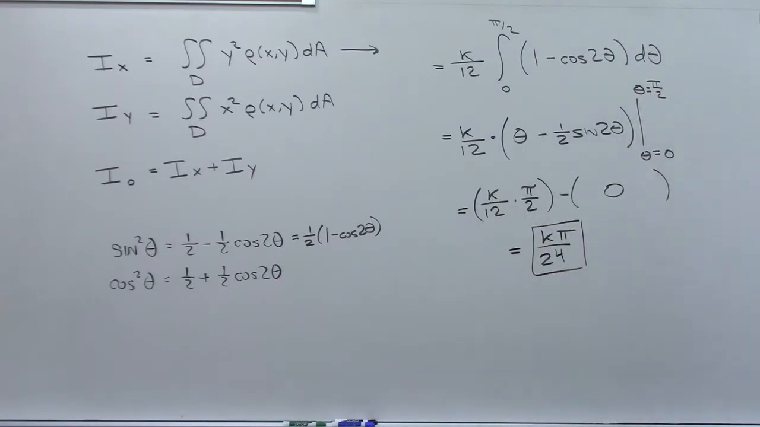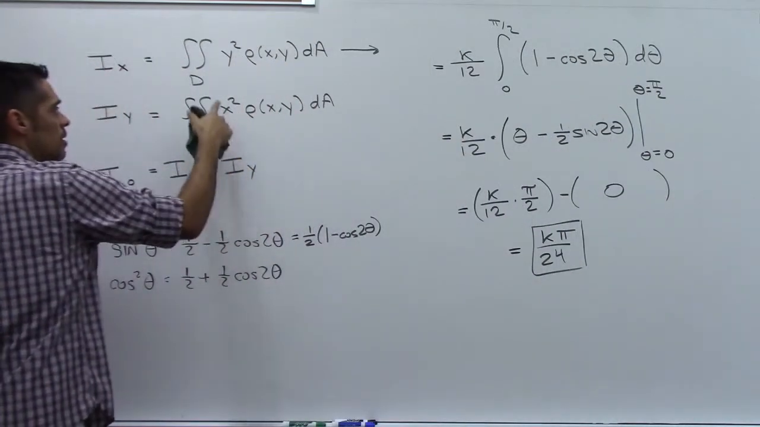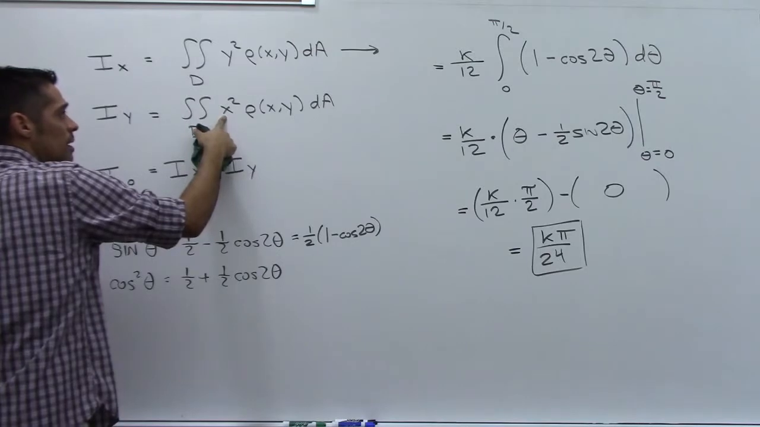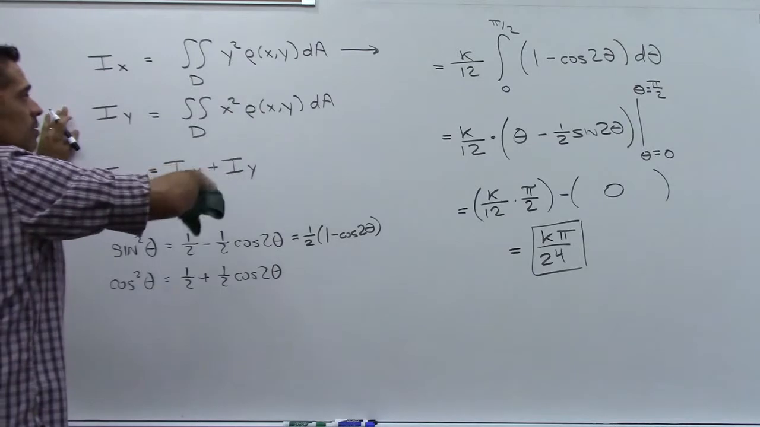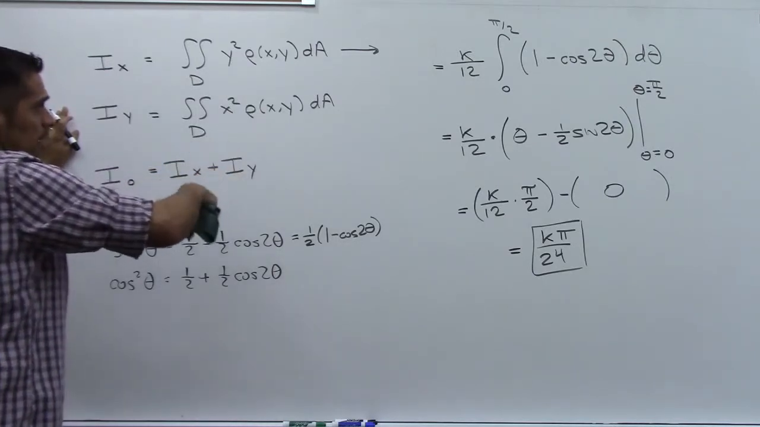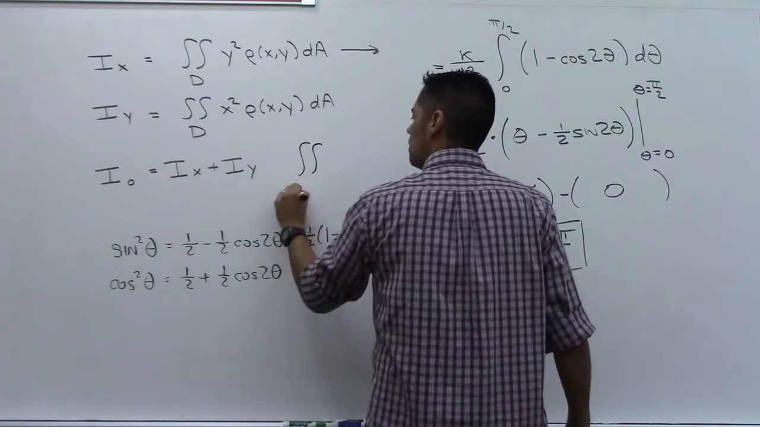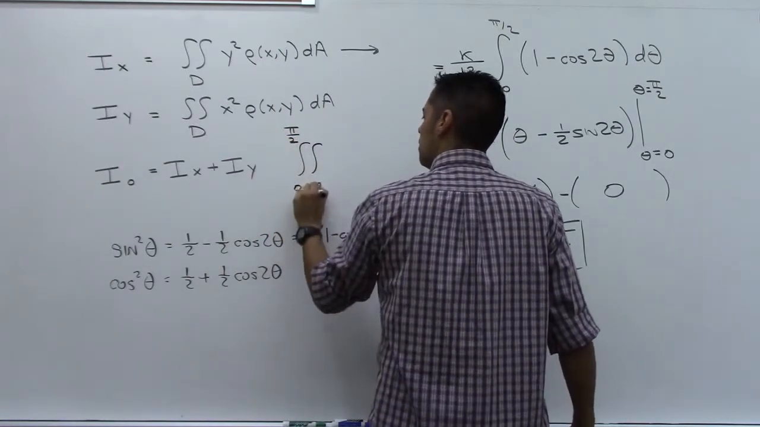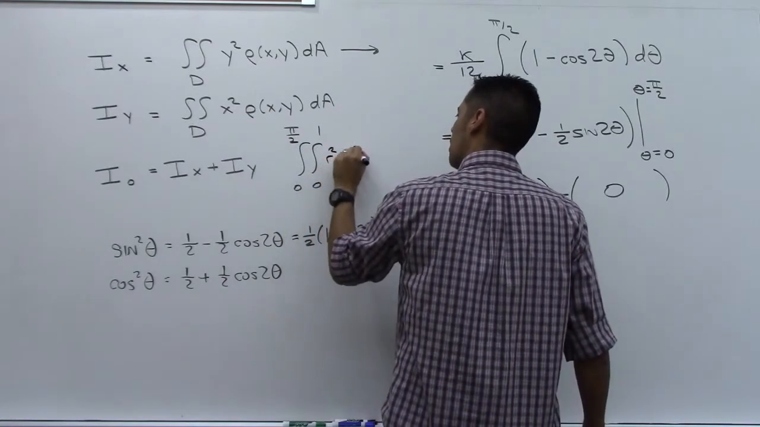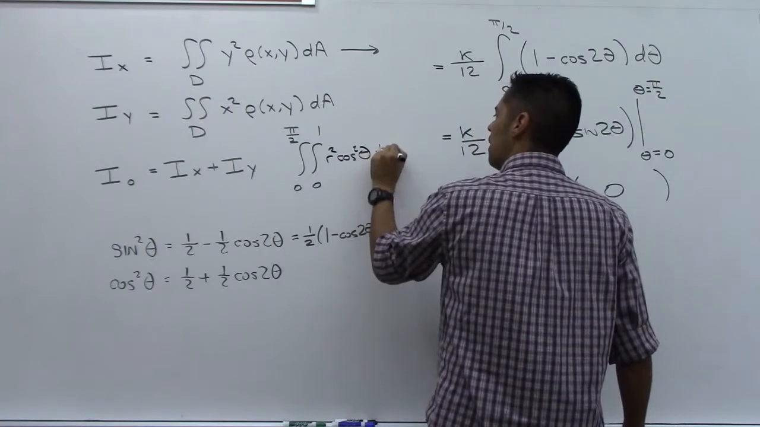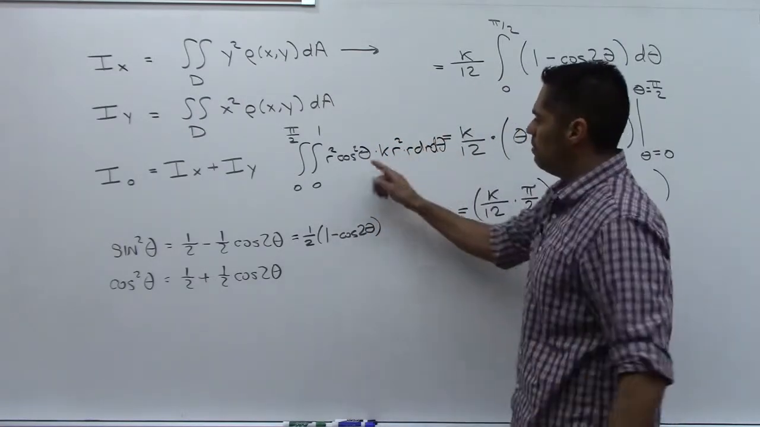Now, I'll let you do this one on your own, but when you do the x squared, instead of having r sine theta squared, you're now going to square r cosine theta. And what happens in that, let me just write it down. It'll become integral 0 to pi over 2, 0 to 1. This right here will be r squared cosine squared theta. You'll have your density function. You'll have r d theta. So that's the only difference.